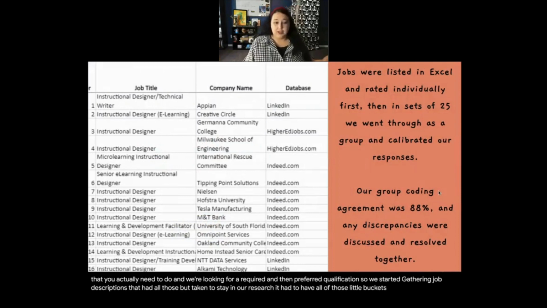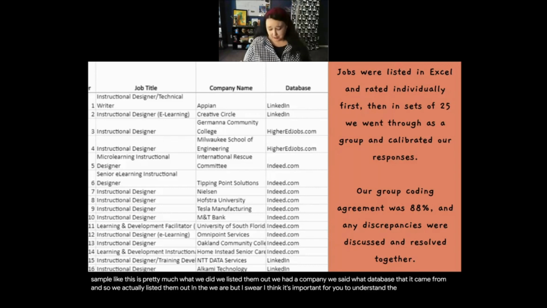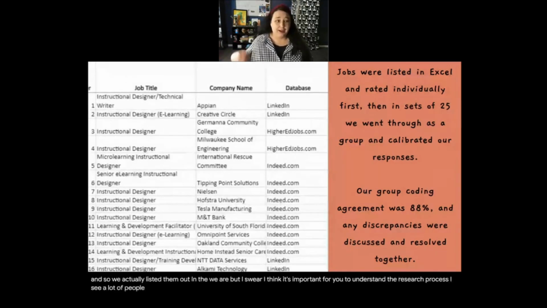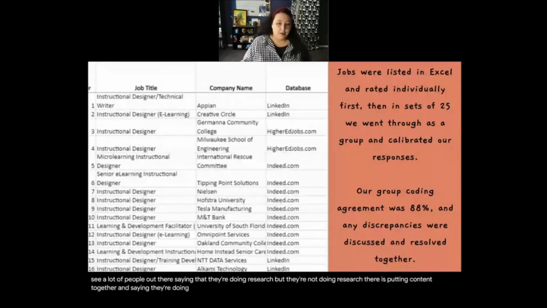And so just to give you a sample, this is pretty much what we did. We listed them out. We had a company. We said what database that it came from. And so we actually listed them out. And again, I know I'm getting kind of in the weeds here, but I think it's important for you to understand the research process. I see a lot of people out there saying that they're doing research, but they're not doing research. They're just putting content together and saying they're doing research.